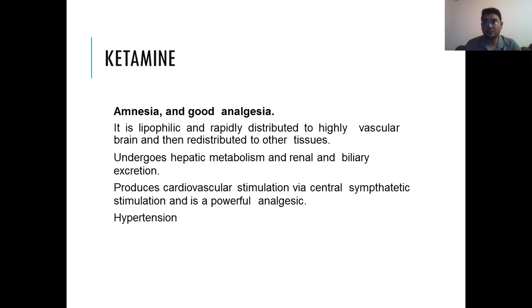Ketamine is a powerful analgesic. It is not an analgesic as such, but it has a very powerful characteristic of analgesia, and it produces cardiovascular stimulation via central sympathetic action. So when it stimulates the cardiovascular system, especially the heart, it is sympathomimetic. It increases the heart rate, it increases the blood pressure. So it is not a good drug for hypertensive and tachycardic patients.